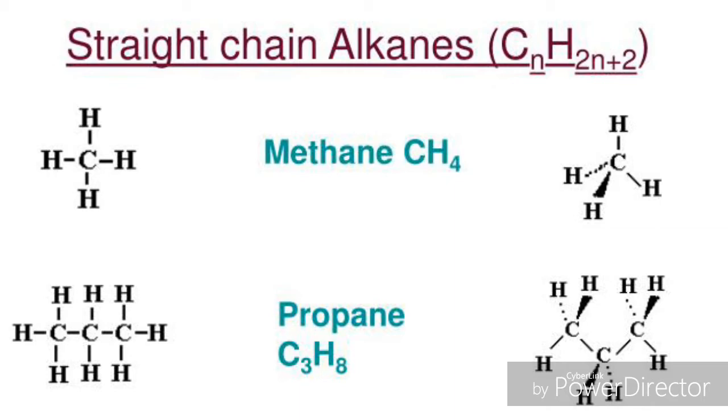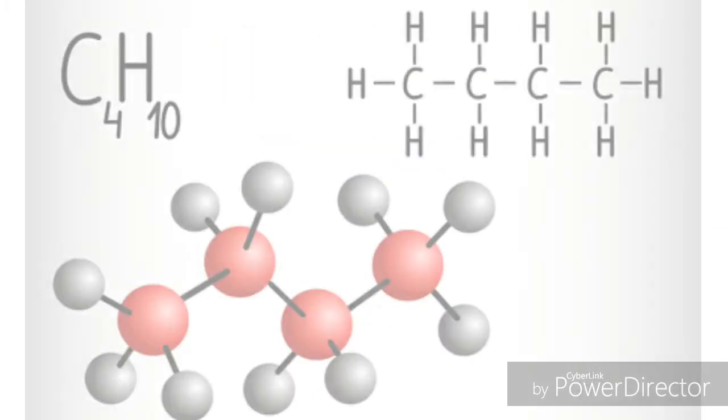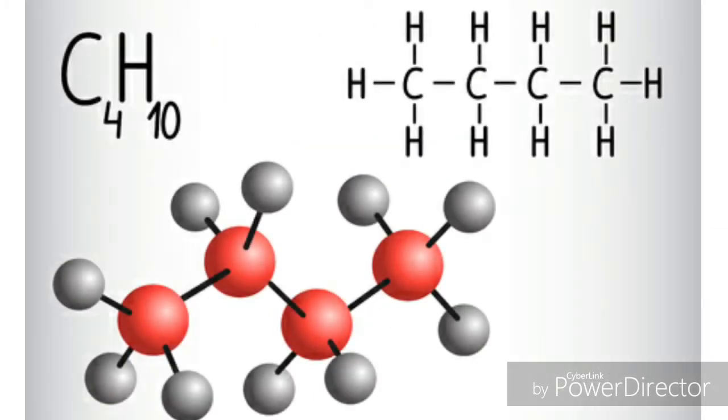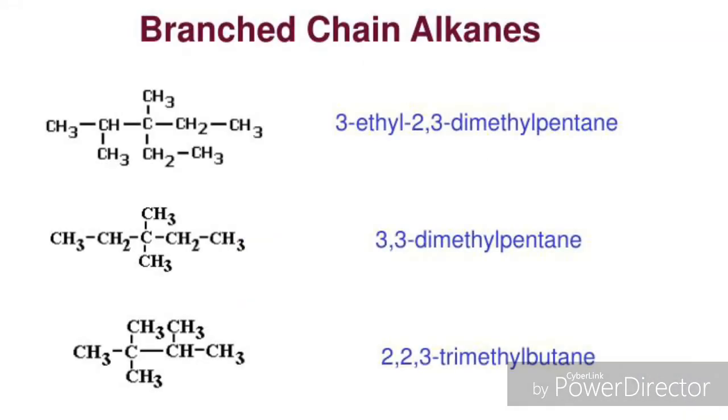Methane, CH4, is an important fuel source. It is called biogas. Propane and butane are important fuel resources in the form of LPG, liquefied petroleum gas. It mainly contains butane and propane. These are examples of straight-chain hydrocarbons: N-propane, N-butane, N-pentane, N-hexane, etc.